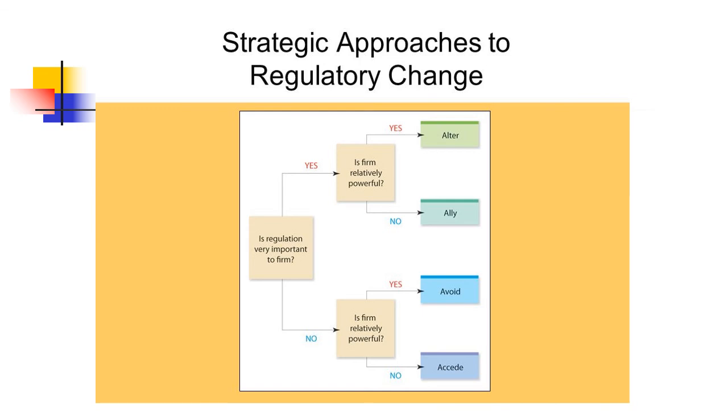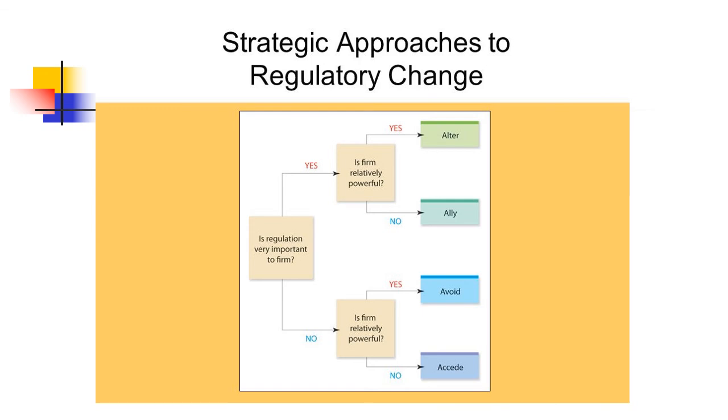So, if I give you an example now, how do you assess whether the firm is relatively powerful? Mainly, the indicators would be how big your company is in terms of revenue, how much tax you pay, how many jobs you have created. So, if you're a big company and you're very powerful, you have bargaining power, then you might be able to talk to the government and alter the regulatory change. Now, that's an option that is available.